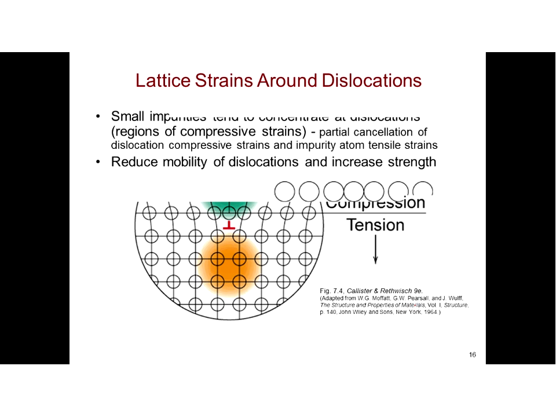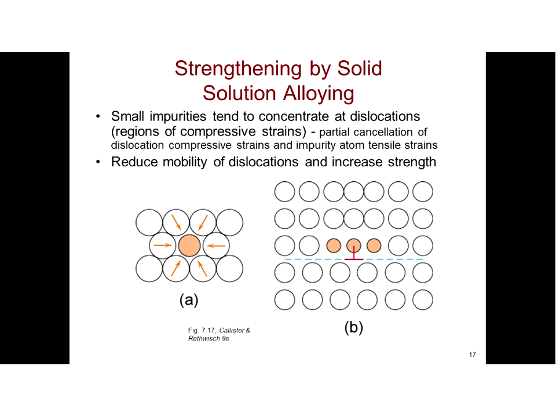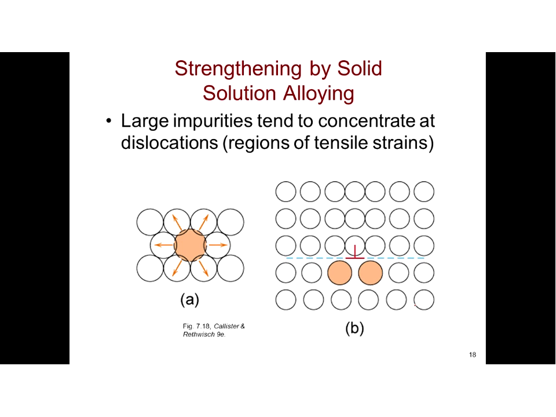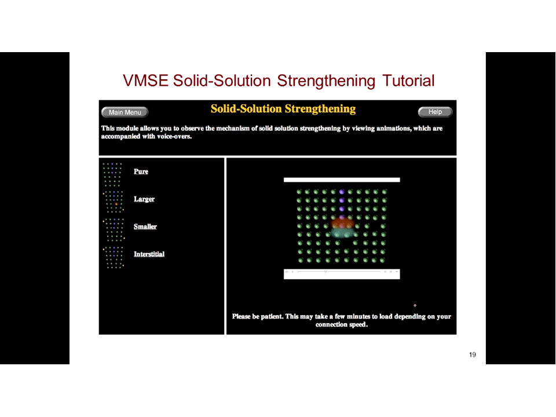We talked about lattice strains around dislocations already. You can strengthen a solid by solution alloying. Small impurities, that is the minority atoms that are smaller than the host atoms, tend to concentrate at the dislocations and in the regions of compressive strains. That partially cancels the compressive strain. The larger impurities tend to concentrate at the tensile strain regions in a dislocation, and they also oppose some of the lattice strains.